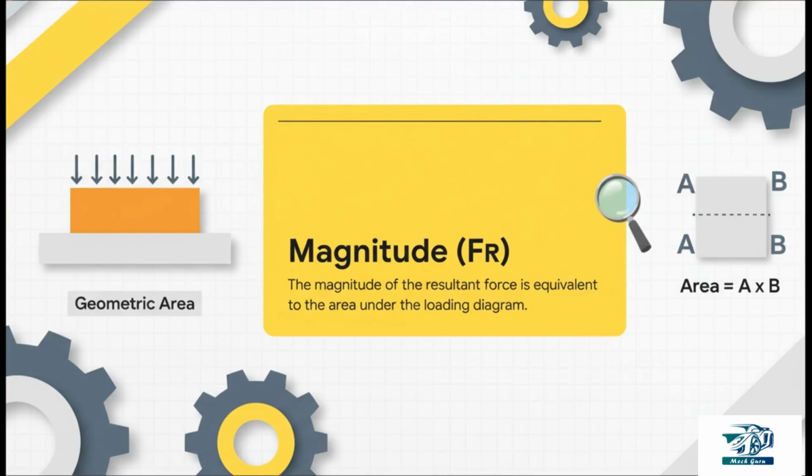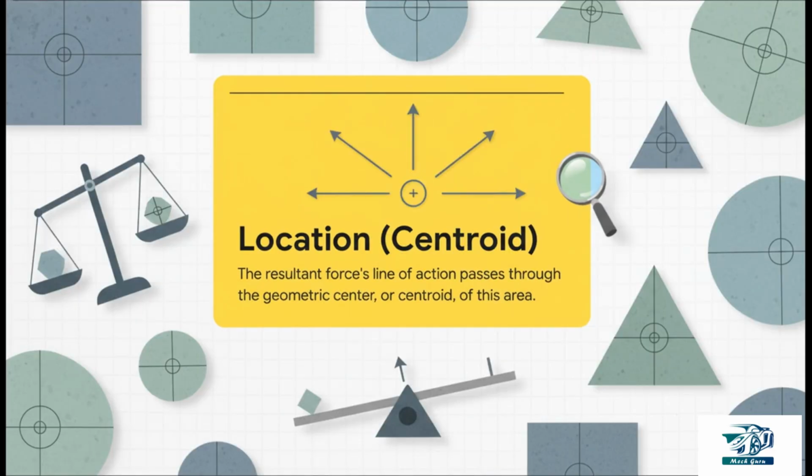Let's start with magnitude, the how much. All you have to do is find the total area of the shape that the load makes on a diagram. If the load is spread out evenly, for example, it just makes a rectangle. So the magnitude is, you guessed it, the area of that rectangle. And what about the where? Well, that resultant force always acts through the geometric center of that shape. Engineers have a fancy word for this. They call it the centroid. But really, you can just think of it as the shape's perfect balance point.